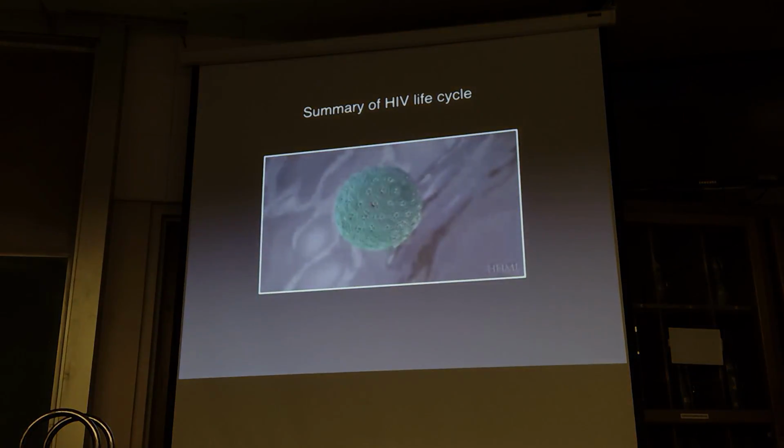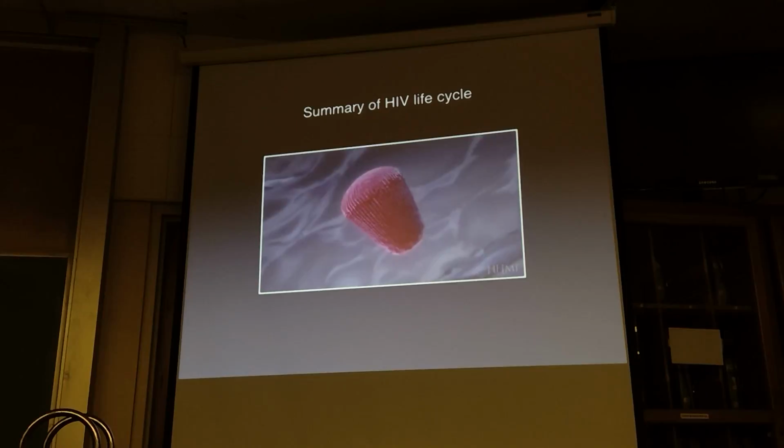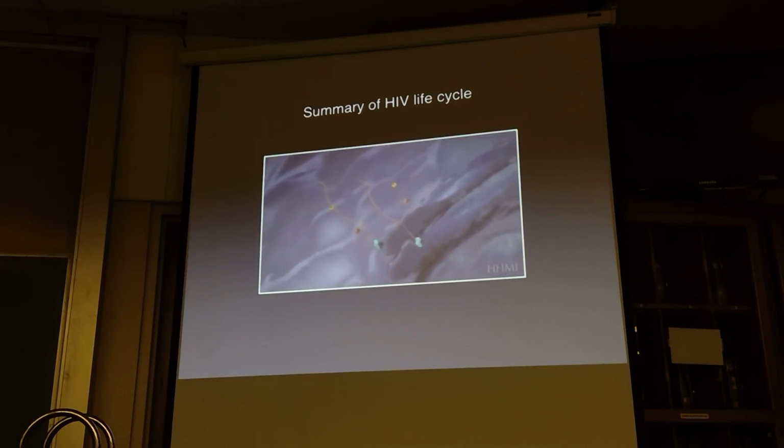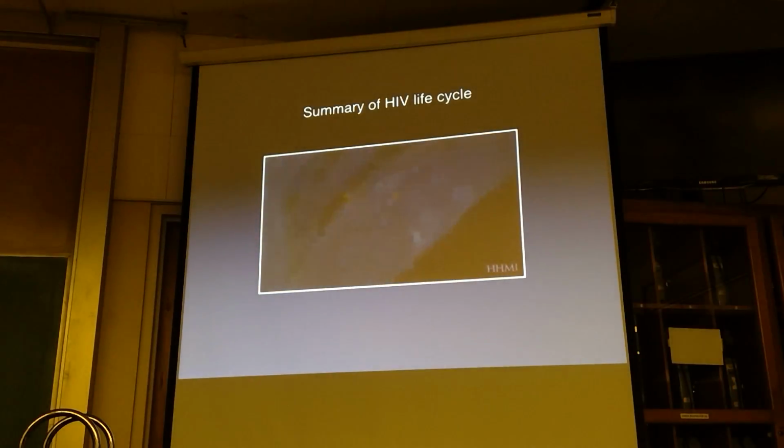Pretty slick, no? The virus has a matrix and a capsid protein, shown here in green and red, that essentially are digested when it enters into the cell. That's the uncoating. That releases the viral enzymes and the viral RNA.